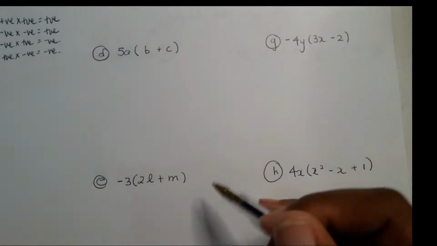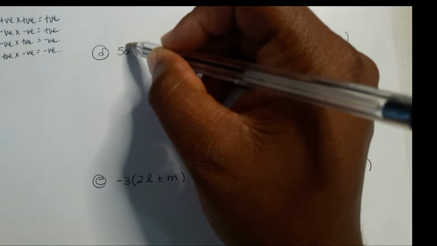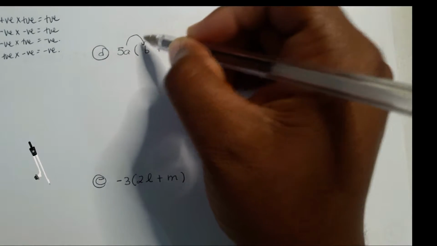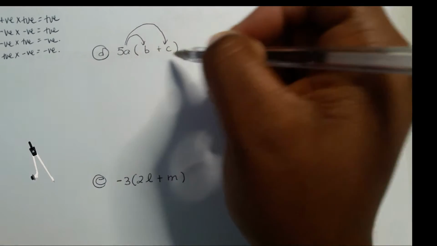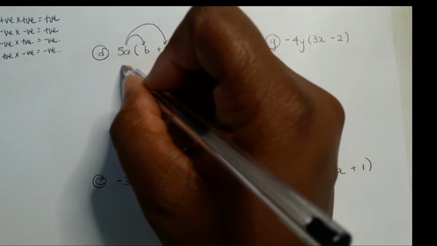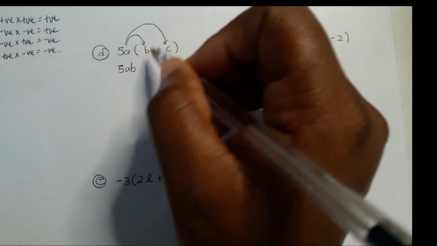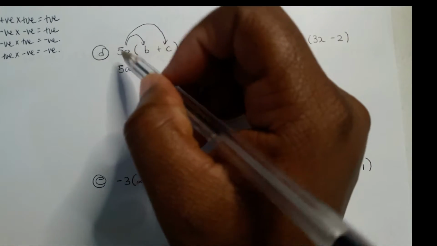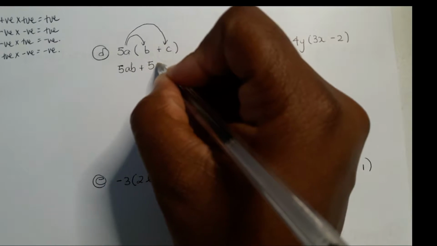All right, so here we have D, and we have to multiply this by each element inside of the brackets. So 5a times b will give you 5ab. So it's like you're sticking them together when it comes to multiplication. And 5a times positive c will give you 5ac.